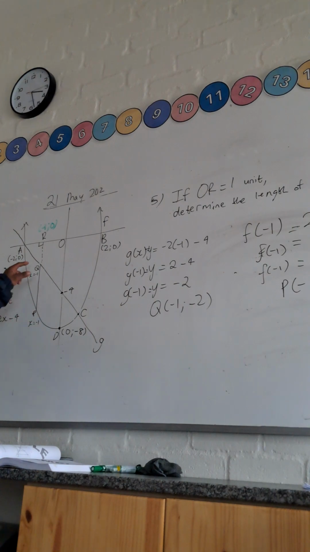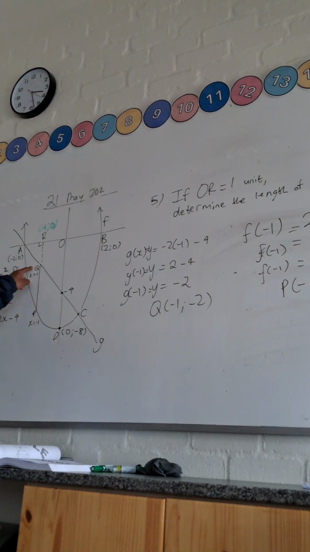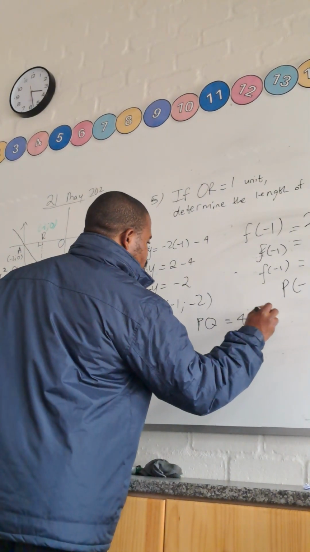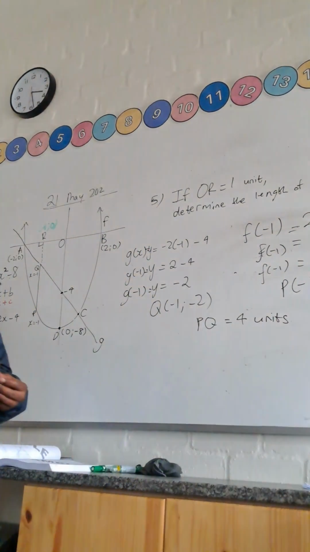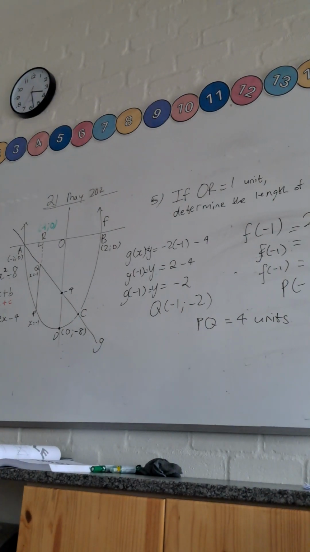Look at the y value of P and Q, my y units. It would be 4, because this one has a y value of -2 and this one has a value of -6. So PQ is equal to 4 units, because from -2 to -6 is a 4 unit distance.